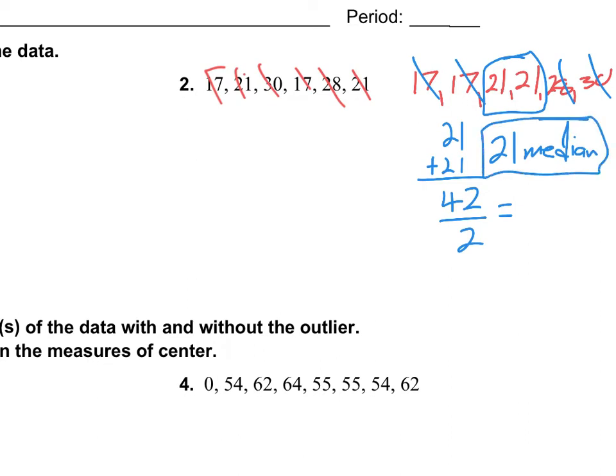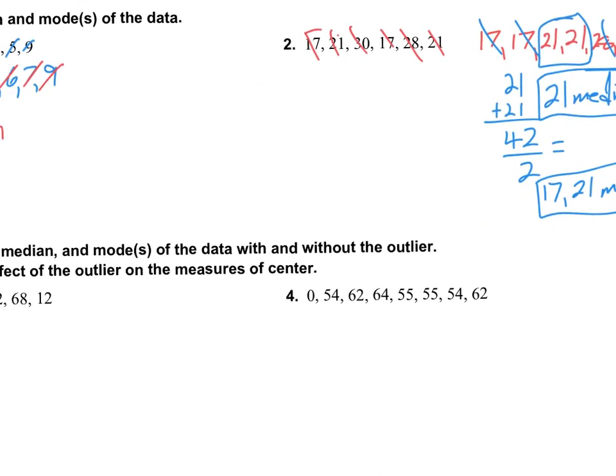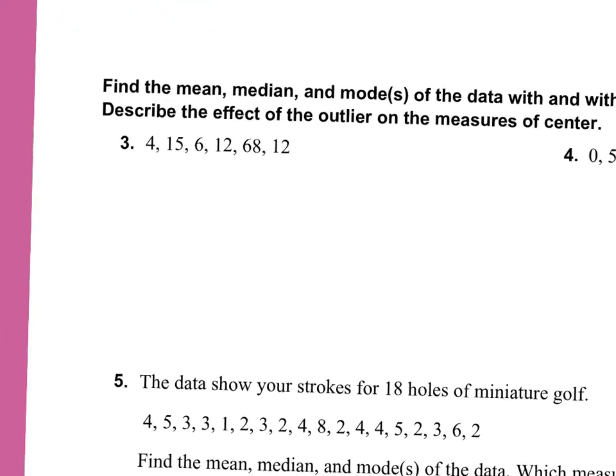Which number happens the most? Well, we have 2, don't we? We have 17 and 21 are the mode. Okay? Hopefully this is making sense. Take some practice, and you'll get plenty of that on your assignment.